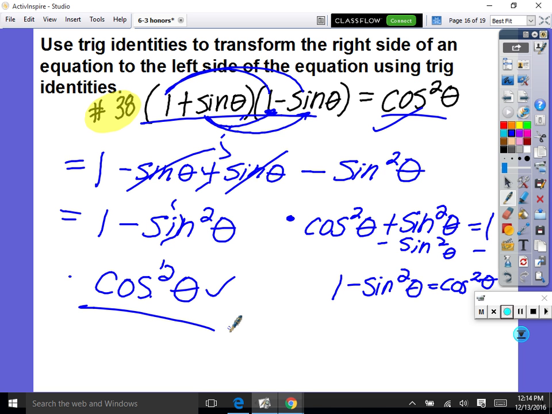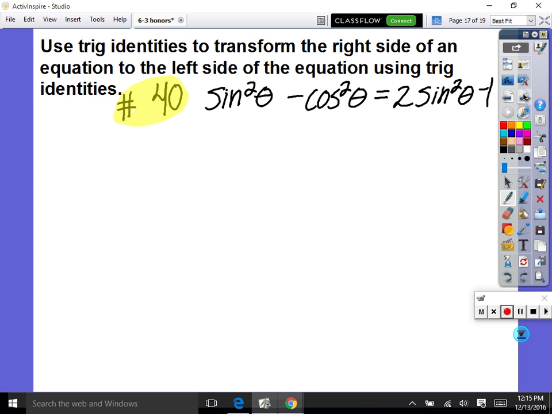We were going through and trying to figure out how they were saying this was equal to cosine squared theta. So we focused on the right side and got the same thing. So then we knew we were done. So we proved it using algebra. Does that make sense? Okay, last one. Almost last one. Here we go.